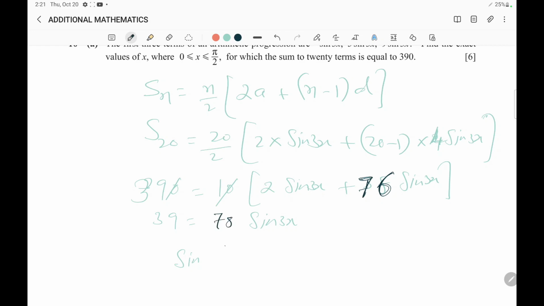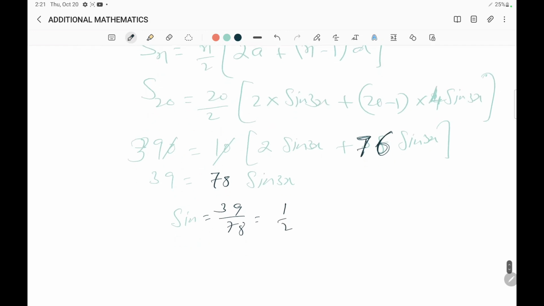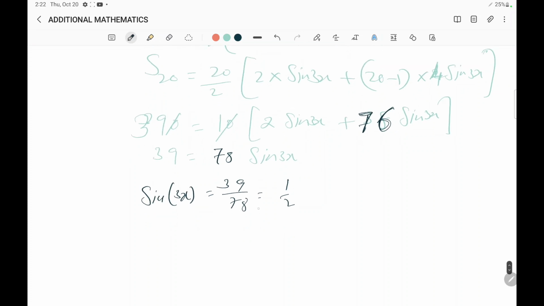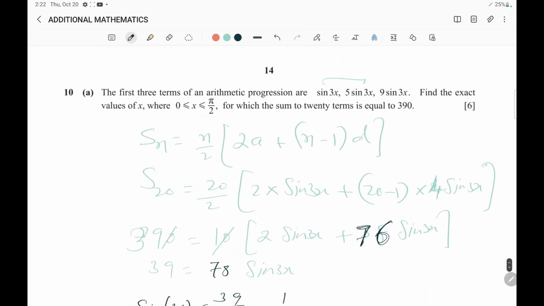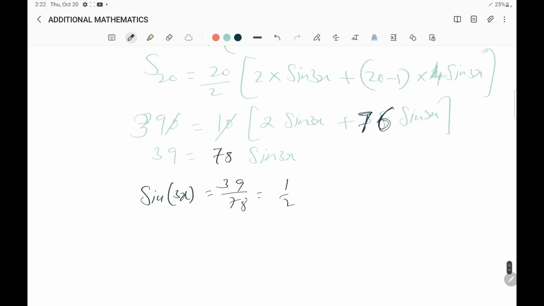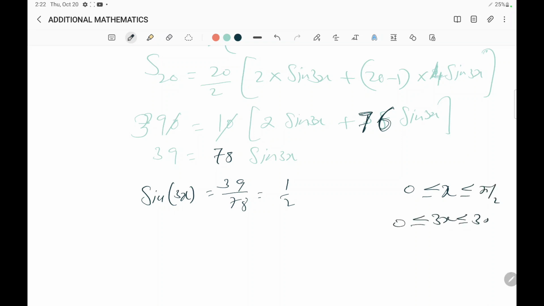Okay, so this is 39 over 78. This is half, and this is sine 3x. So guys, sine 3x is half. By the way, x is 0 to pi by 2. Now here x is 0 to pi by 2, multiply by 3 guys. So this is 3 pi by 2. Okay, so when is sine positive?